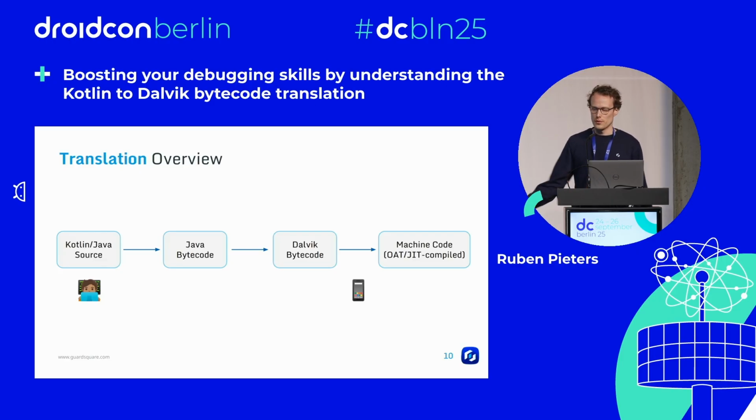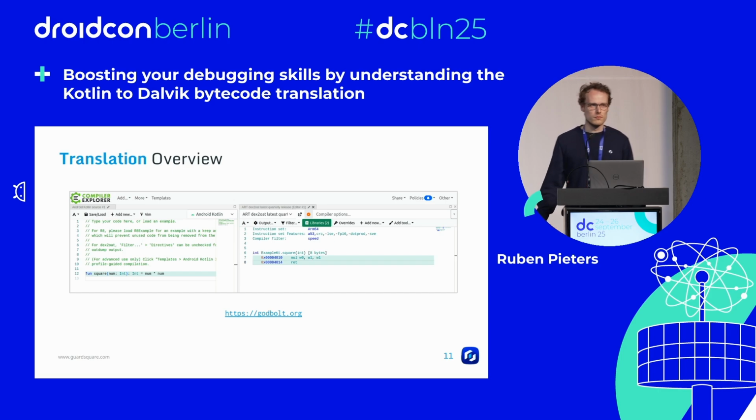A quick overview first of what we'll be going through in the presentation, and then we'll dive into the more nitty-gritty details afterwards. These are essentially the 4 steps that source code goes through. You start with Kotlin or Java source code. This then gets compiled to Java bytecode. Then it gets compiled into Dalvik bytecode. And then potentially it might get compiled into machine code, because Dalvik bytecode can be interpreted or it can be compiled into machine code.